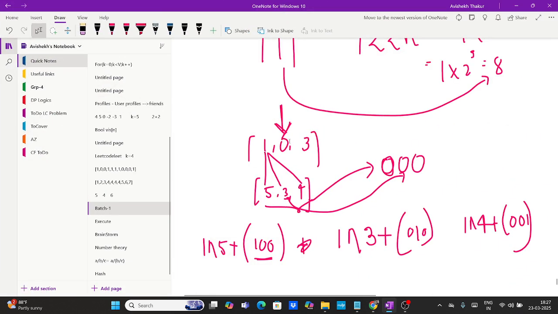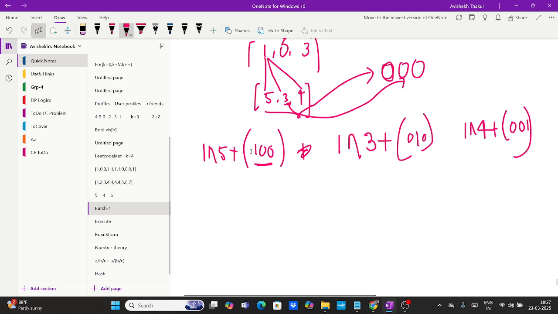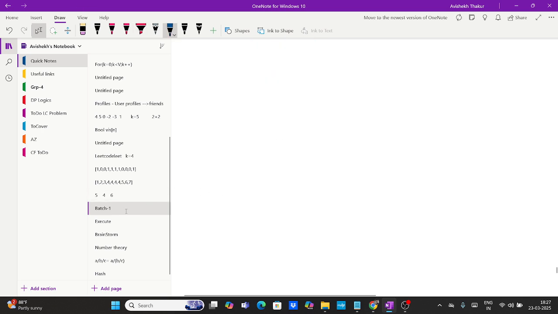For everyone, we are checking the XOR with each. Then again 0 will start, right? So 0 will check this. One second.